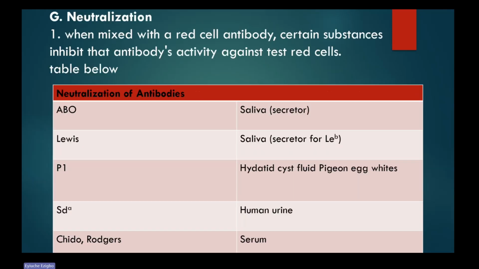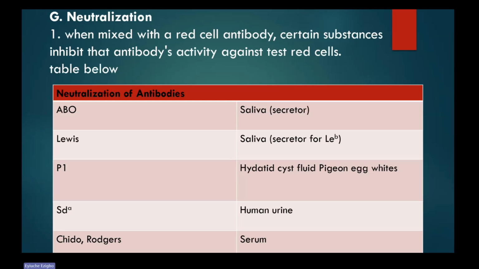So another reaction that happens between ABO blood group antigen and antibody is what we call neutralization. When mixed with a red cell antibody, certain substances inhibit that antibody's activity against test red cells. Take for example, in this first row, ABO blood group being mixed with saliva from a secretor. It tends to inhibit the interaction between ABO blood group antigens and their corresponding antibodies.